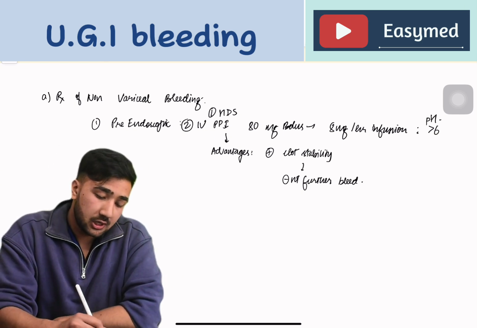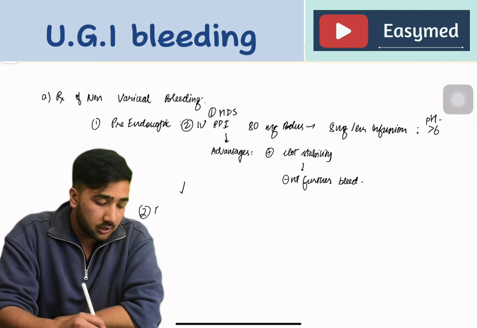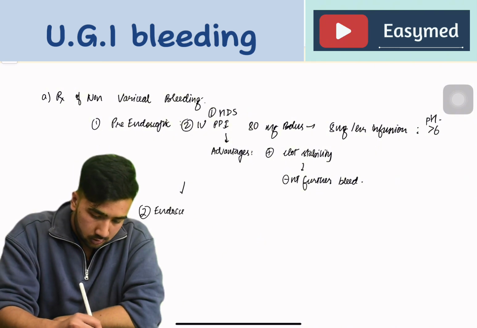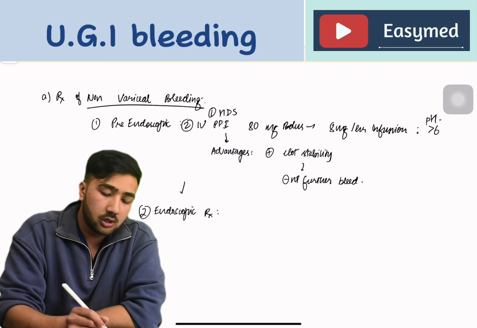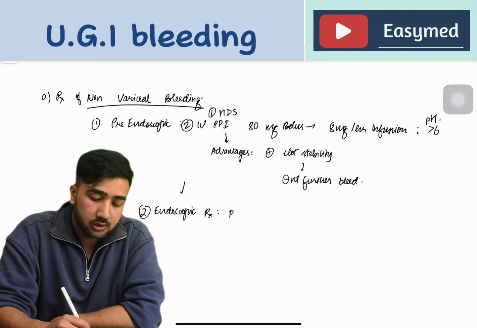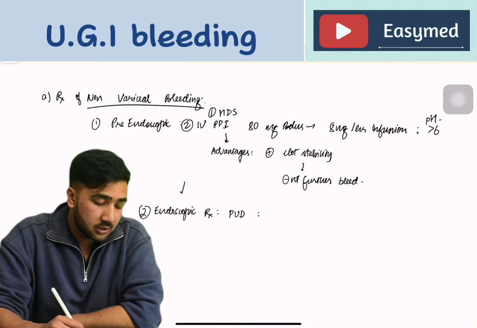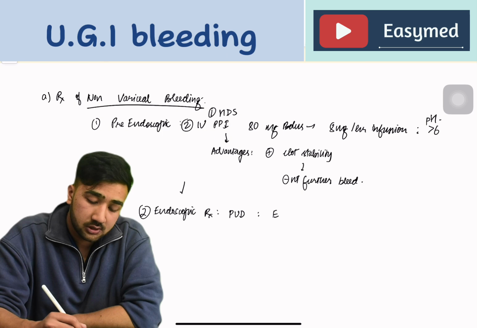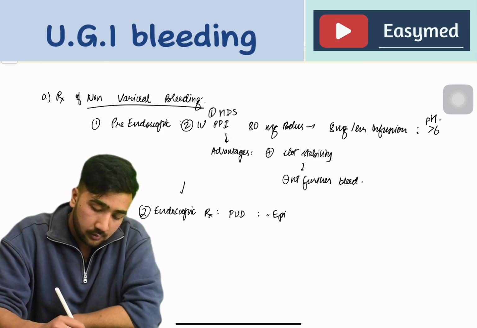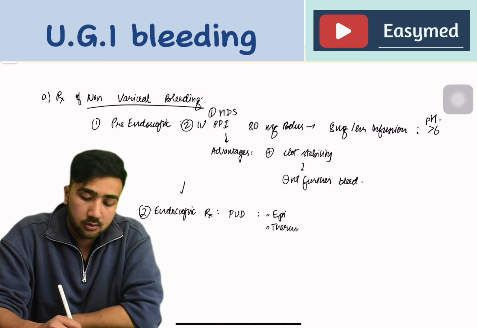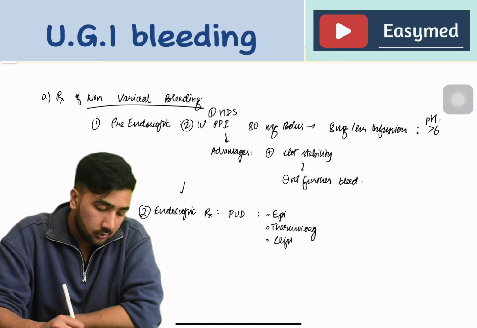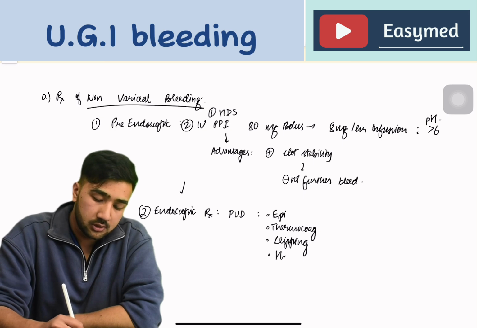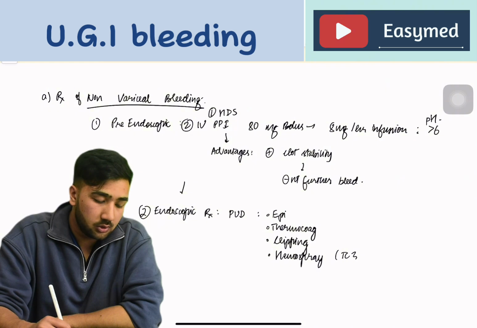Then once the patient is hemodynamically stable, we go for the endoscopic treatment. Endoscopic treatment in case of non-variceal bleeding, the cause is usually peptic ulcer disease. So for peptic ulcer disease, what we can try is epinephrine injections. We can go for thermocoagulation, or we can go for clipping and hemosprays. Hemosprays are TC325.